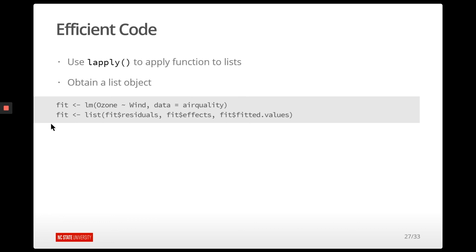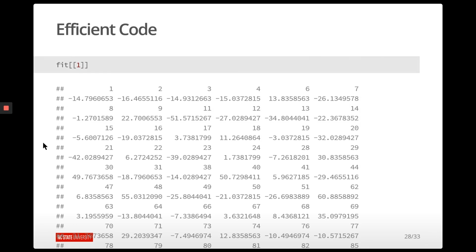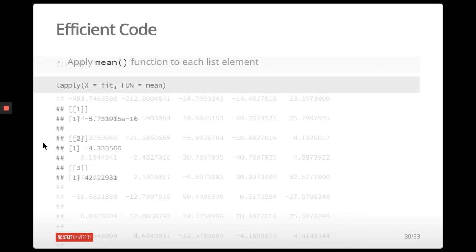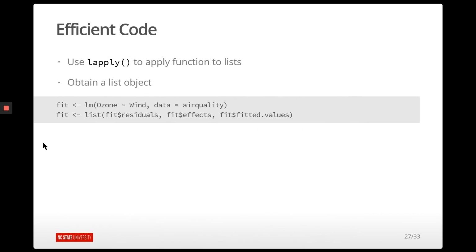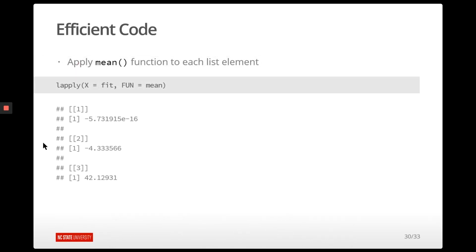And so what we might want to do with this list object, we might want to apply a function to each one of its elements, right? And so to do that, we can use lapply. Just to show you what fit looks like. So here's the first element of fit. It's a vector. The second element is another vector. And the third one, I think, is also a vector. Essentially, we have the same type of element in each one of those. And so we might want to find the mean of each one of those list components.